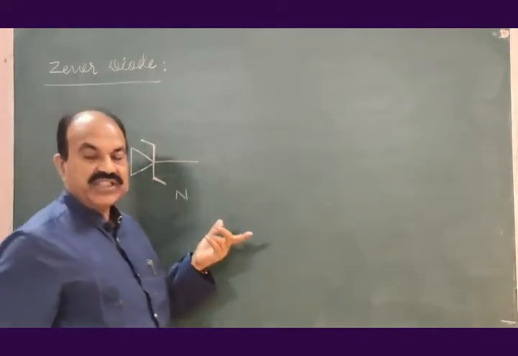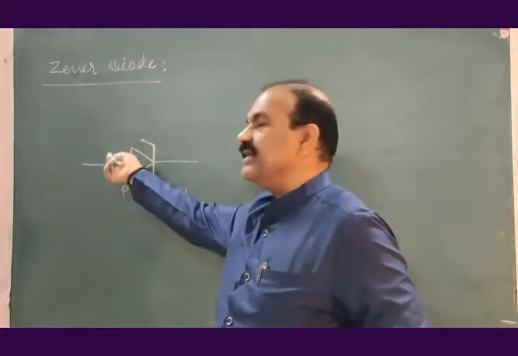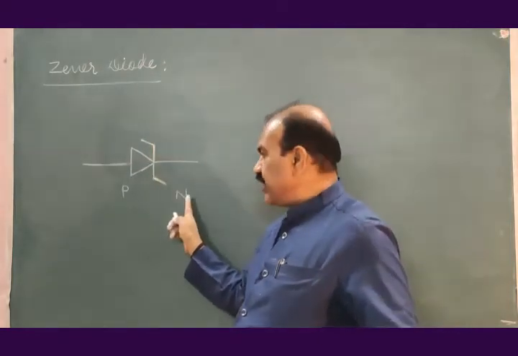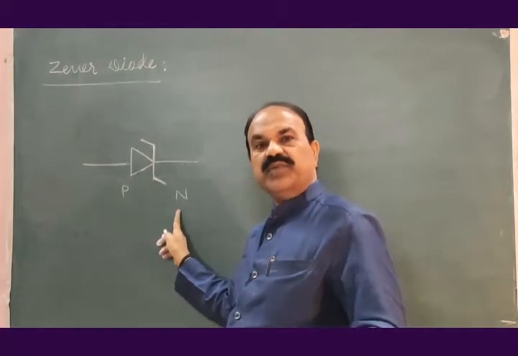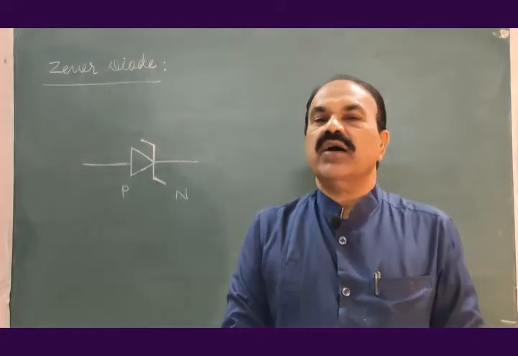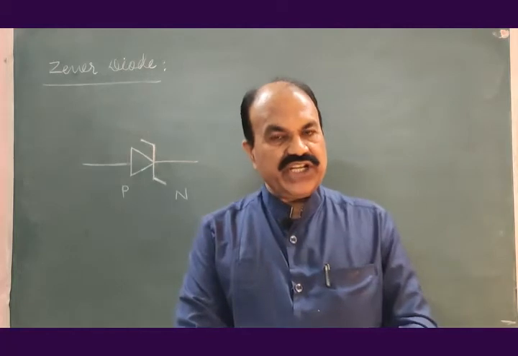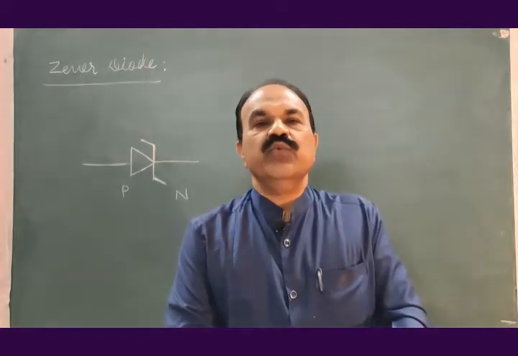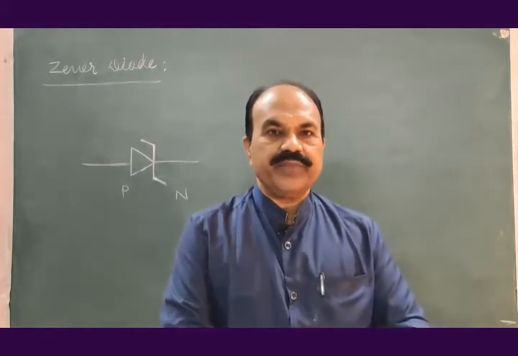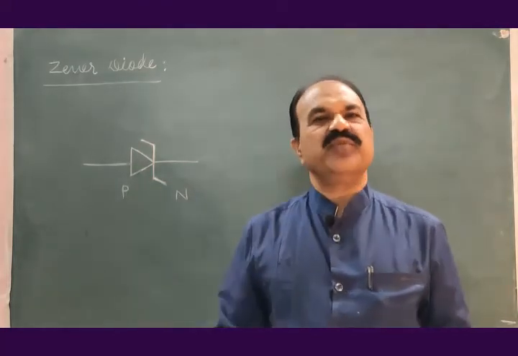Whenever we use a Zener diode in any circuit, it is always represented by this symbol. This sign corresponds to the N type of semiconductor of the Zener diode, and this corresponds to the P type. Whenever we use a Zener diode in any circuit, we are supposed to read the sheet provided by the manufacturers of the Zener diode.